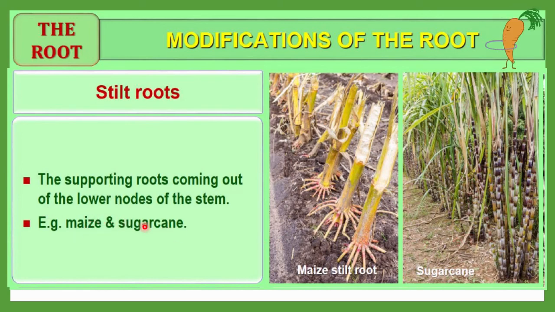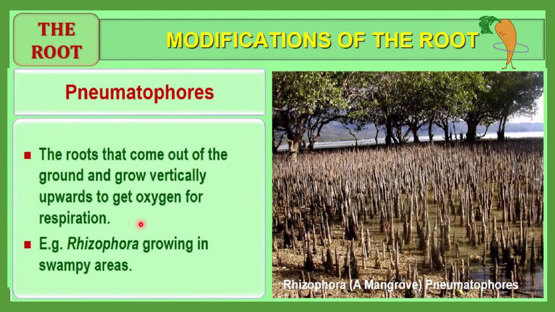Along with this example you must remember the next modification, pneumatophores. Here pneumato means pores, so it means pore-containing roots. All over these roots you can observe pores on them. That's why the name pneumatophore is given.